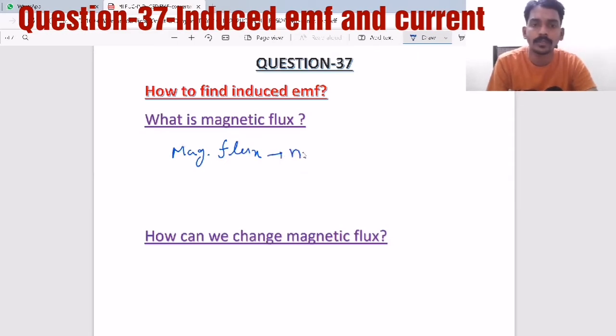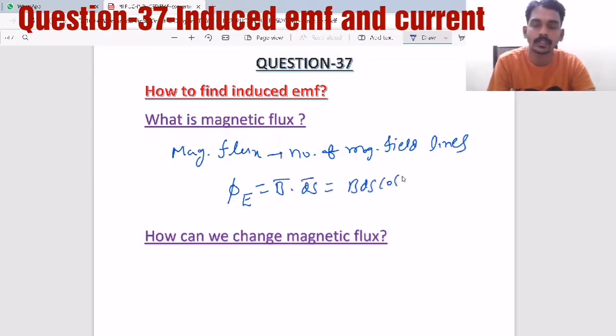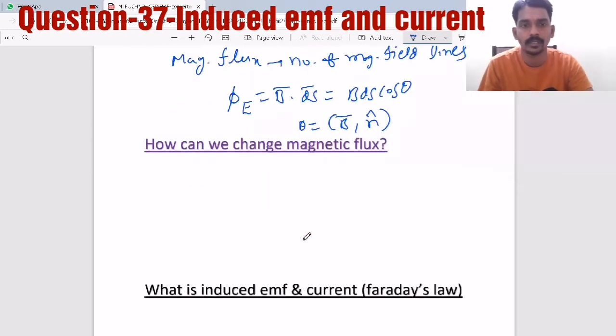Number of magnetic field lines crossing per unit area, I mean crossing through a cross section. And that mathematical expression we will take as B bar dot dS bar or B dS cos theta, where theta is the angle between the magnetic field and the normal to the surface. That is the first definition you should remember and understand.